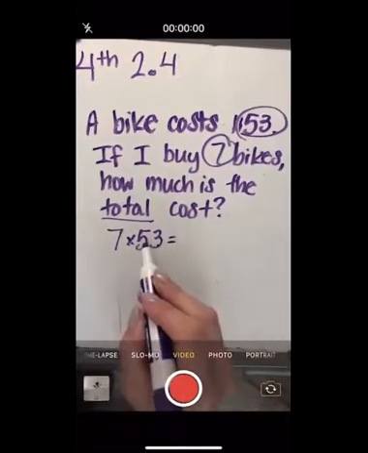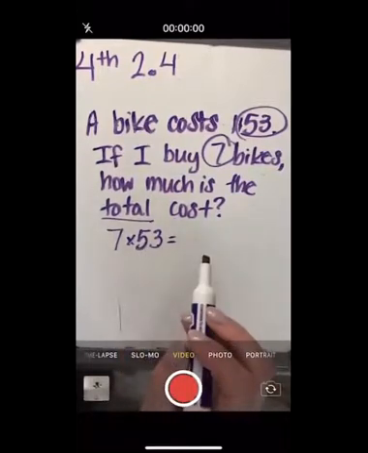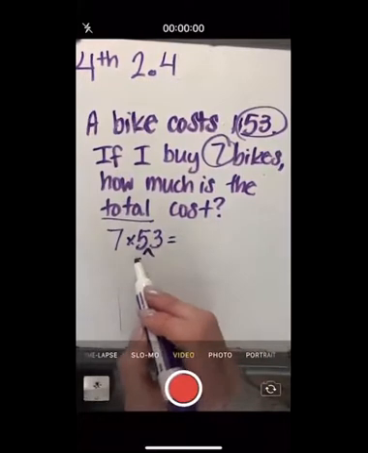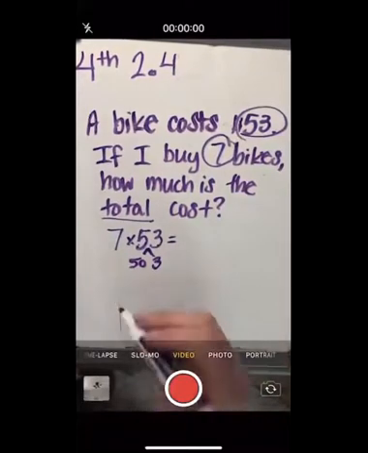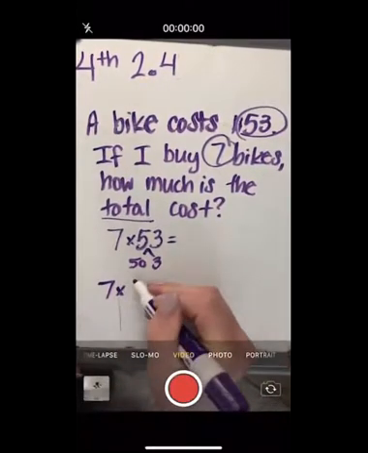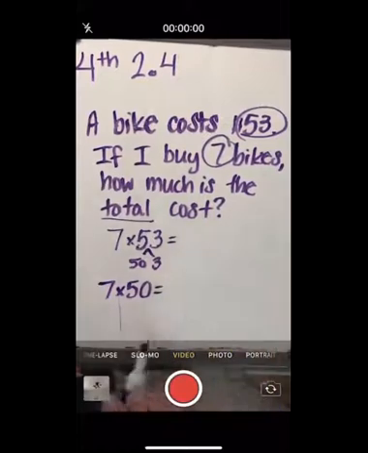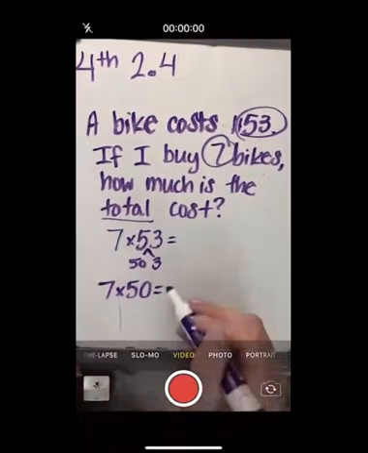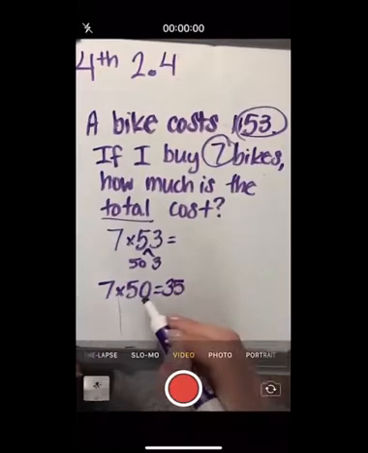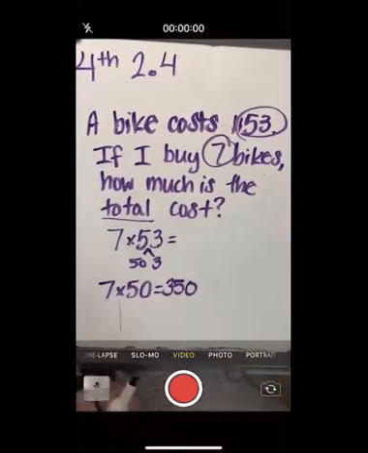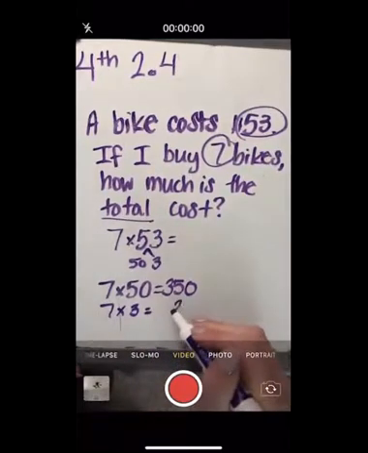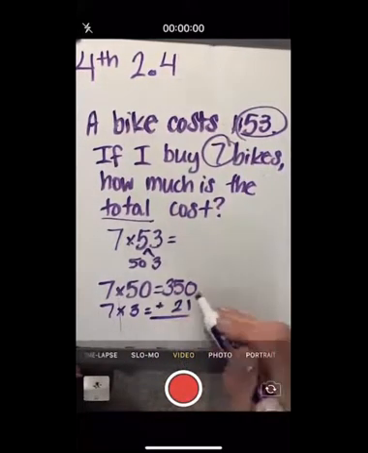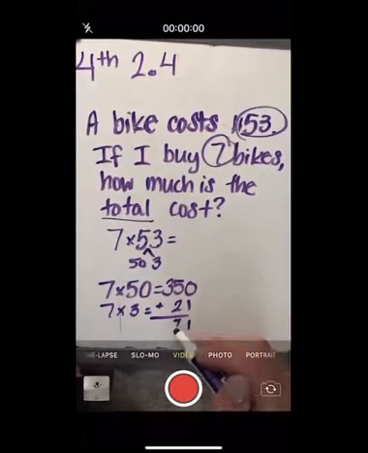Again, this is not just a 5. Use your place value. It's 5 10s, which would be 50. And 3 1s, which would be 3. So if you want to do your partial products, you could do 7 times 50. And again, 7 times 5 is 35, but it's 1 power of 10 greater, so it's 350. And then 7 times 3 gives me 21. And I can add them together for a total of $371.